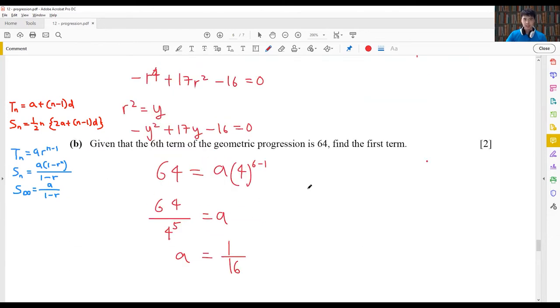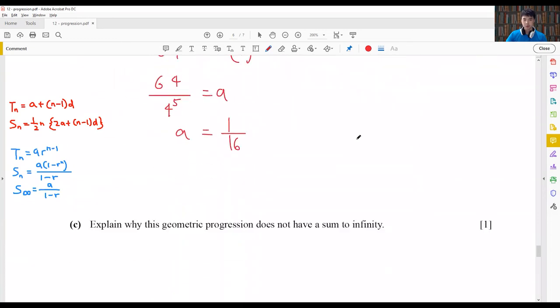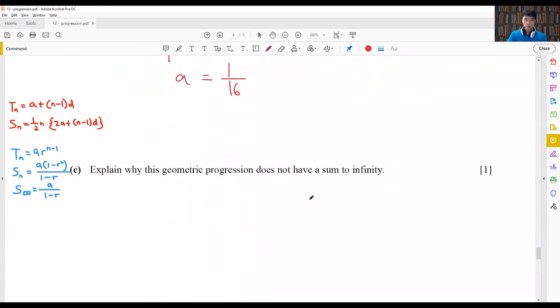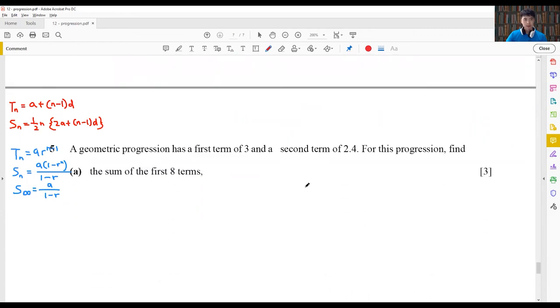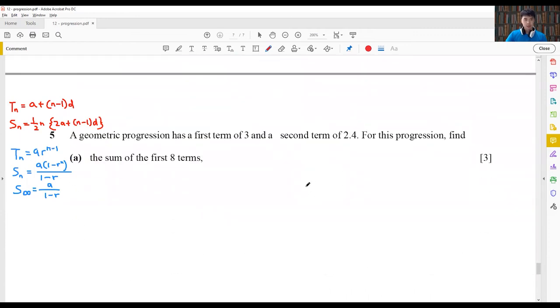So in this case of ours, r is actually equal to 4. To explain why, we must say that the value of r here is more than 1. And that's it for your 1 mark question. Nothing too complicated. Don't complicate it. Okay, and now we have your last question here.